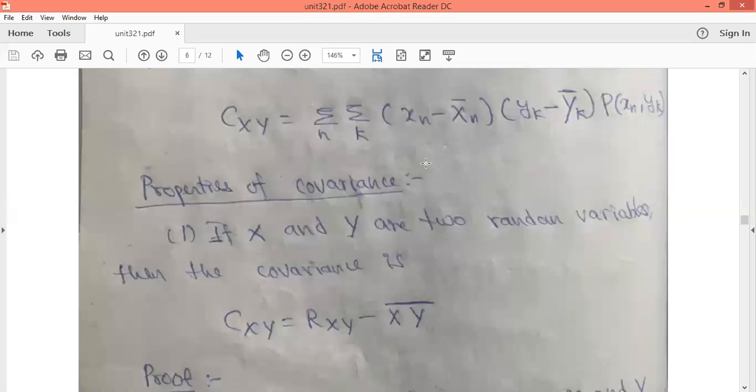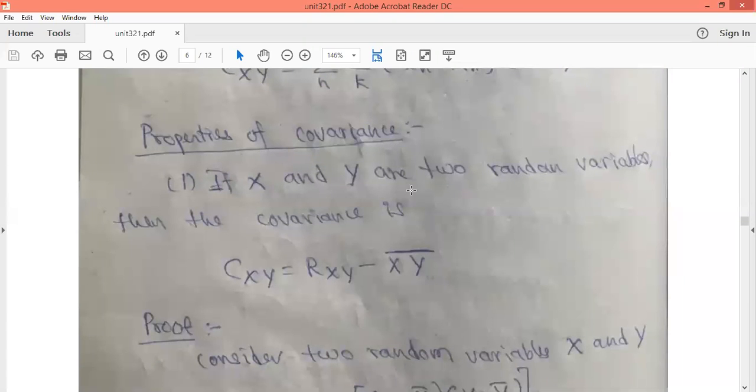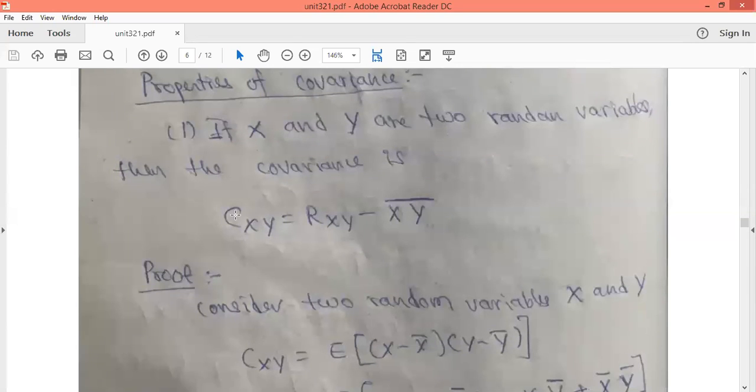The properties of covariance. If X and Y are two random variables, then covariance is given as Cxy is equal to Rxy minus x bar y bar. This is the formula for covariance: Cxy is equal to Rxy minus x bar y bar.